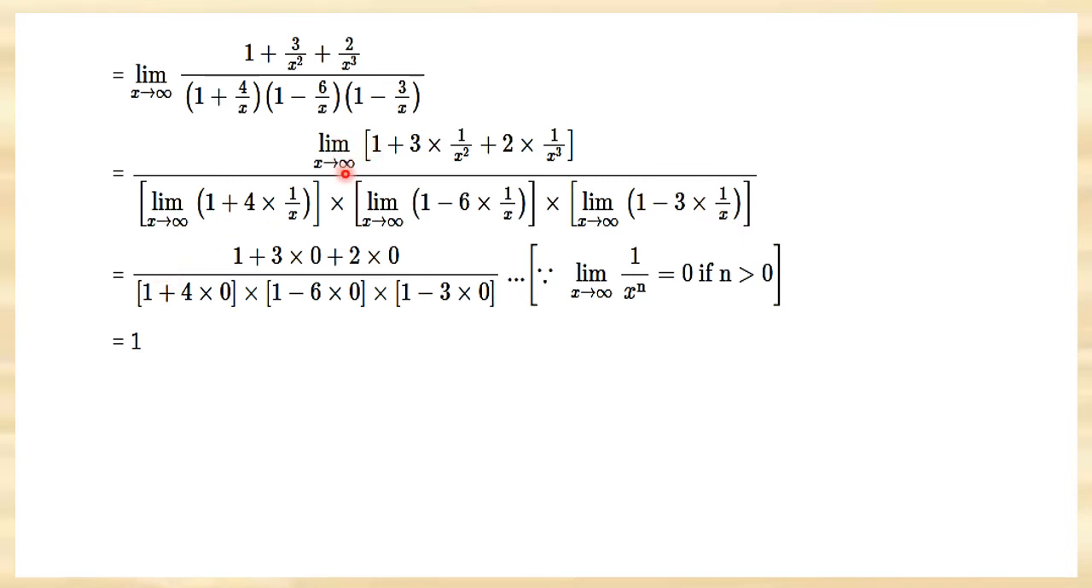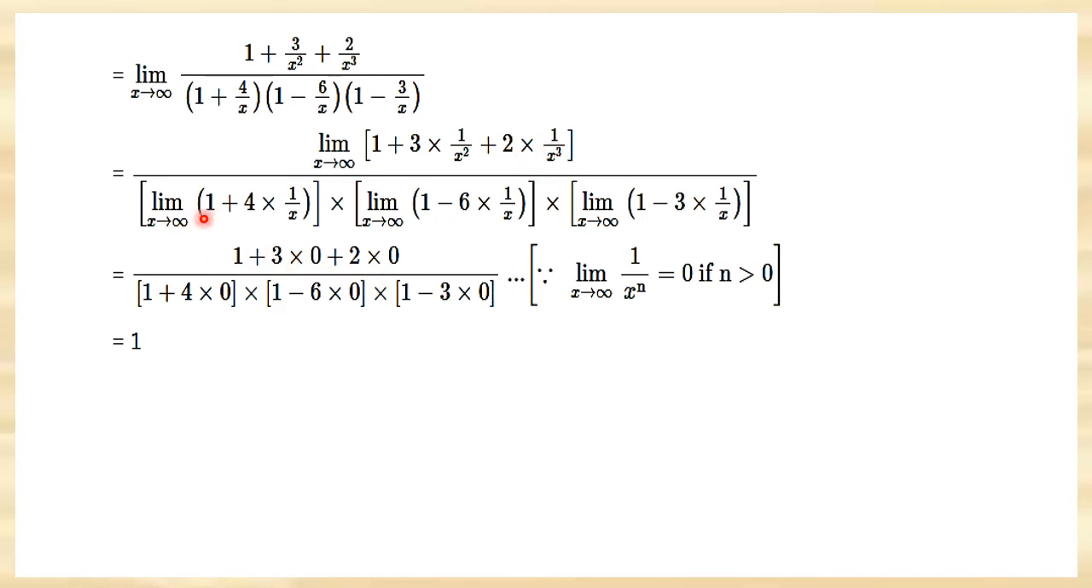Limit as x tends to infinity, 1 is the same. 1 is a constant, so the limit of a constant is the constant itself. And 3 is a constant, so 3 into the limit of 1 by x square is 0. Because we have already learned the result that the limit as x tends to infinity of 1 by x raised to n is equal to 0 if n is positive. Here n is 2 in the second term. Similarly the last term also is 2 into 0.